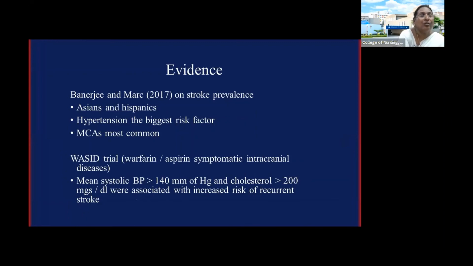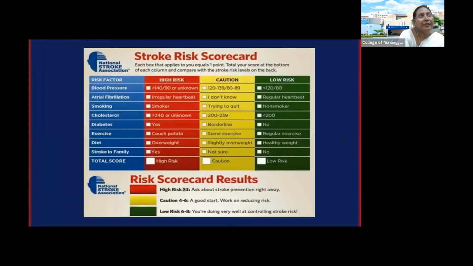So we must make sure that we take care of this. This is called a stroke risk scorecard. A simple thing to use, anybody can use it. You have the risk factors listed out there, and you have high risk, caution, and low risk. The red is high risk, yellow is caution, green is low risk.